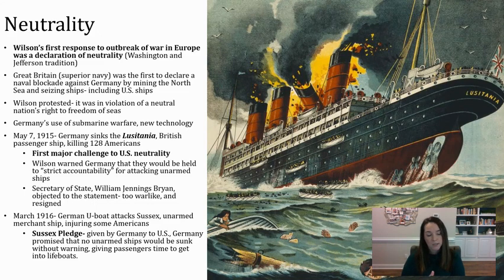In March of 1916, fast forward almost a year, the U-boats attack the Sussex, again an unarmed merchant ship. It did injure some Americans, which then resulted in the Sussex Pledge, where Germany said, we promise not to do that again. We will give a warning shot to give the passengers enough time to get in the lifeboats before we sink the ship, so that it's going to save lives. They're still going after the ship because it could be carrying munitions or aid to the Allied powers. And so we were kind of, all right, we'll settle with that.